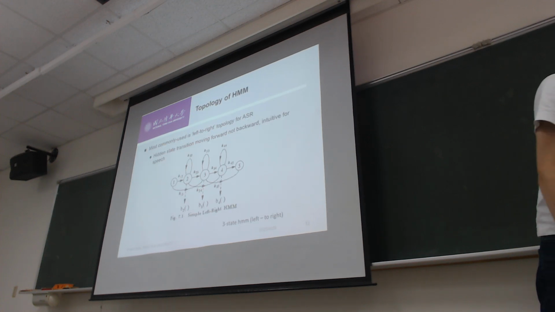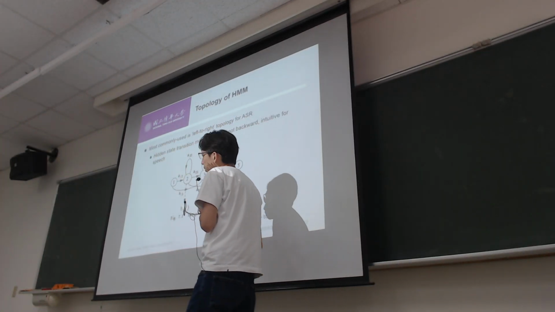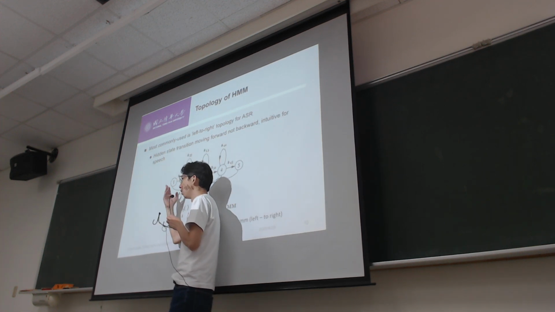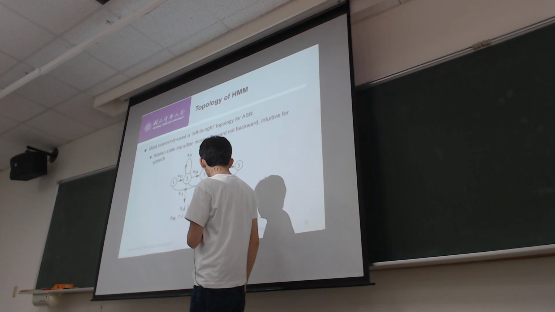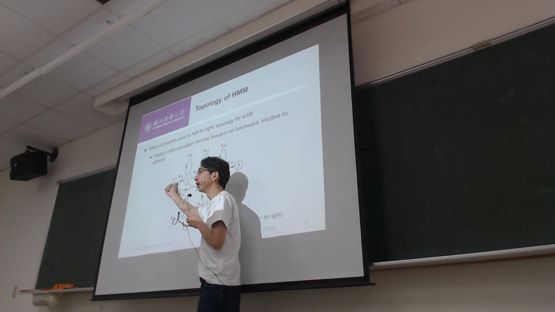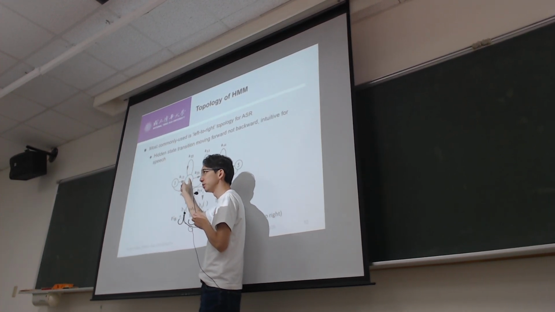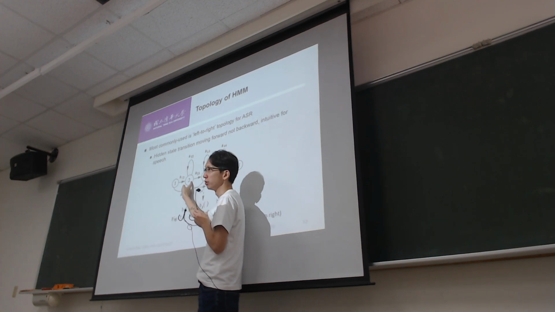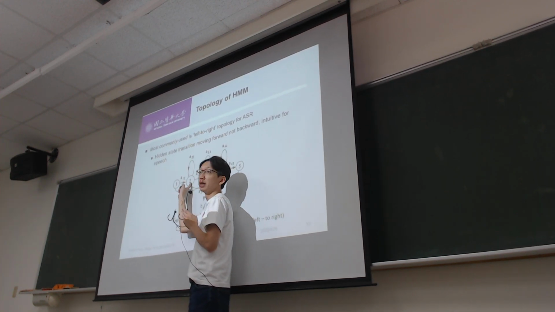The topology of the HMM used for ASR, we call the left to right topology. In this case it's a three-state HMM. When you say things start, it can only go left to right. That means you can only either stay in the same state or jump to the next state. 2 can only jump to 3, or 2 stays in 2. 3 can only go to 4, or 3 stays in 3. You cannot go back to state 2.